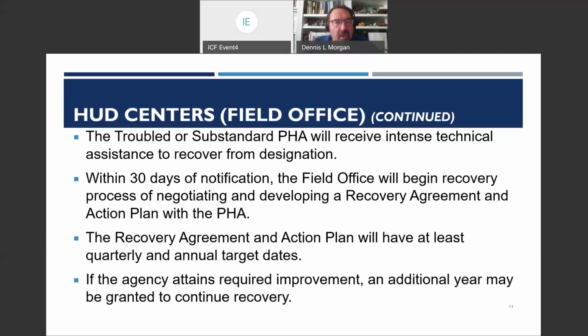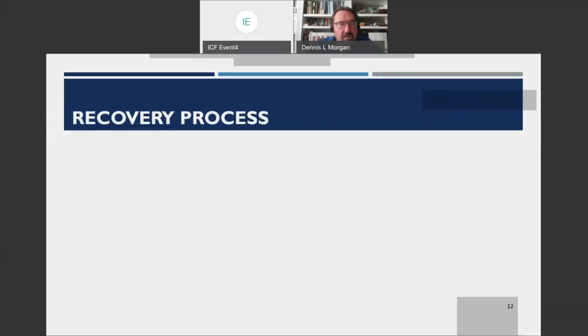It's almost like it is your grade card. It is your grade card. And what your grade card is saying is that you're getting F's or D's, and you're not operating the way that you should be operating. And it's saying get those grades up to A's and B's, and focus on these kinds of pieces as well. That's what that recovery agreement and action plan is saying: focus on these particular items and move the agency forward on them. If an agency obtains required improvement, then HUD can also add additional time to the recovery agreements as well.